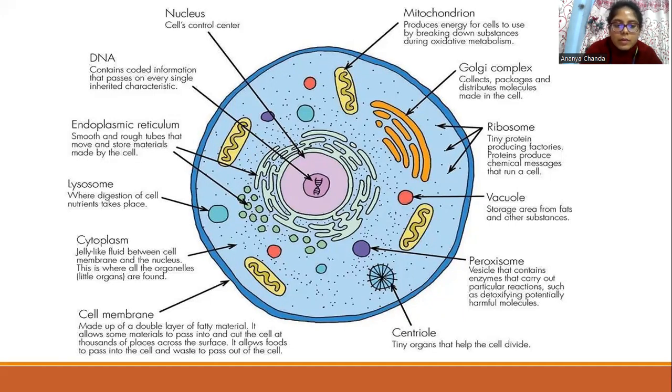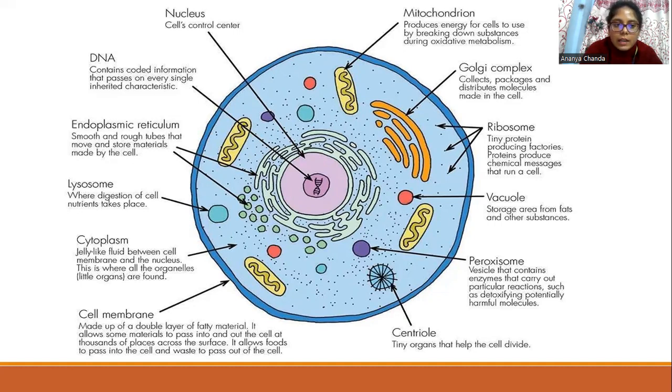Then comes the cytoplasm. The cytoplasm is a fluid, jelly-like substance that is present between the cell membrane and the nucleus. This is where all the organelles of the cell are situated. Then comes the lysosome. Lysosome actually contains what? An enzyme known as lysozyme, where the digestion of the cell and waste products occurs. Then comes the endoplasmic reticulum. It is divided into smooth endoplasmic reticulum and rough endoplasmic reticulum that store materials made by the cell.